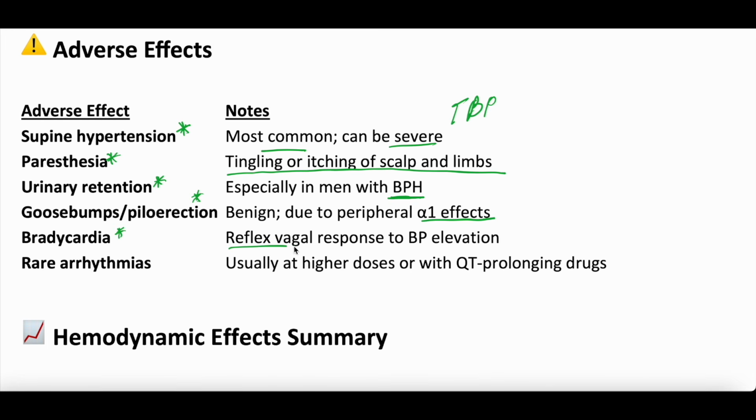Bradycardia, this is a reflex vagal response to the blood pressure elevation, which is why you have to be careful in giving this in patients with bradycardia. And then it can rarely cause arrhythmias, usually with higher doses of QT prolonging drugs. This is not common, though, at all. The ones that we monitor for the most in the intensive care unit are bradycardia, urinary retention, and supine hypertension.